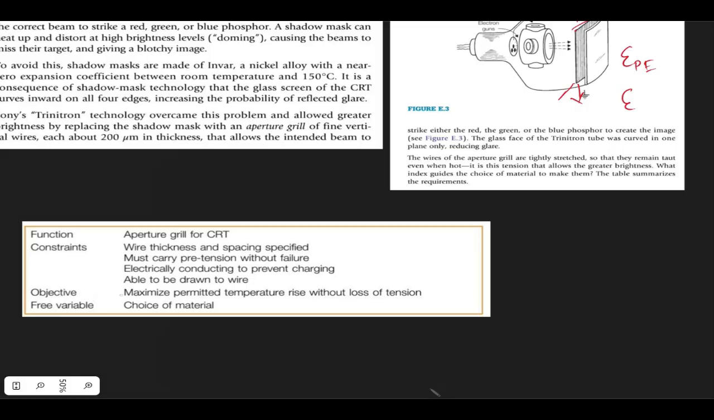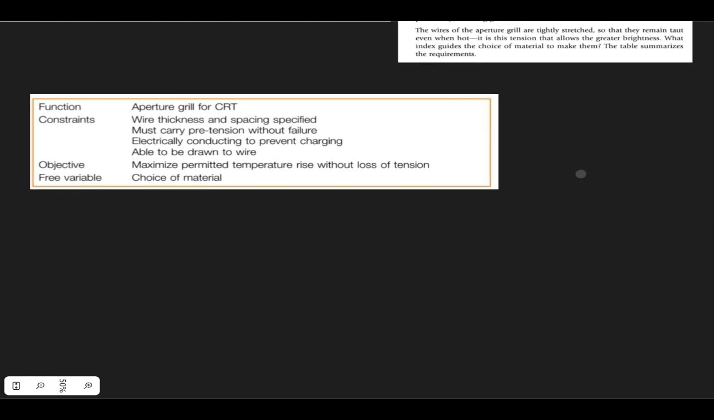Then the next one is the objective function. So the objective function is to maximize the permitted temperature rise without rising tension. So we want a material that can increase in temperature without expanding. So less expansion in the material. So the free variable is the choice of material. Since we don't have a free variable that is a function that we can substitute or remove, we just need to derive the objective function. That's all we need to do for this question. So the objective here is to maximize the objective function.